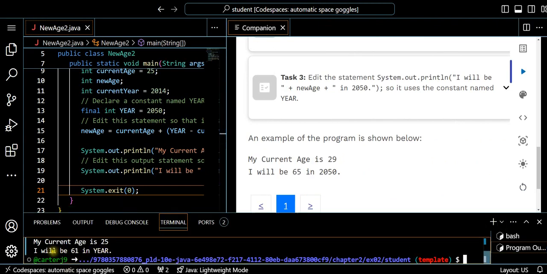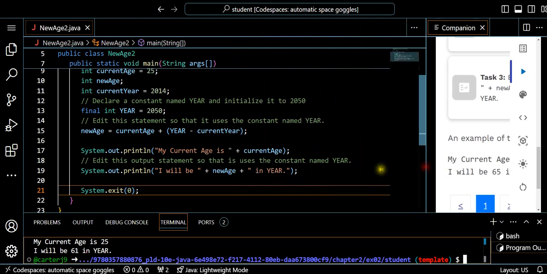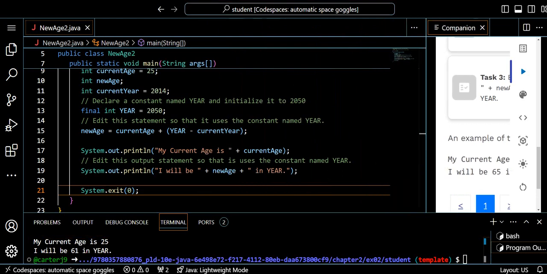My current age is 25. I will be 61 in year. So, did that wrong. Let's go back and correct that. See what we missed out on here. See what we missed. All right. So once we did change that, we still got to do the wording correctly.